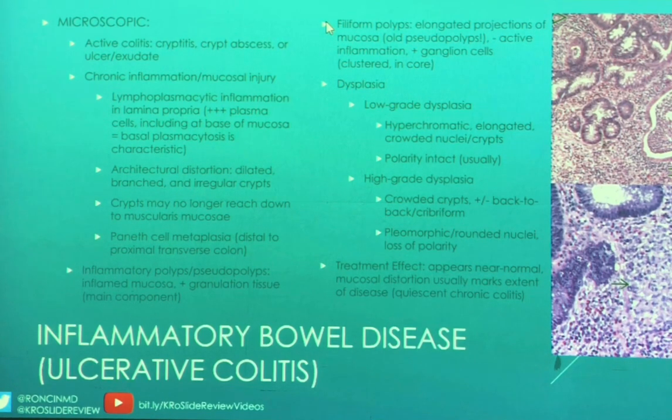Filiform polyps are old pseudopolyps, okay? So again, you have these elongated projections of relatively normal mucosa, might be somewhat reactive. You're not going to see active inflammation, because remember, these have been around for a while, but you will see ganglion cells that are clustered within the core of these polyps, okay? So that's something to keep in mind, because ganglion cells can be scary.